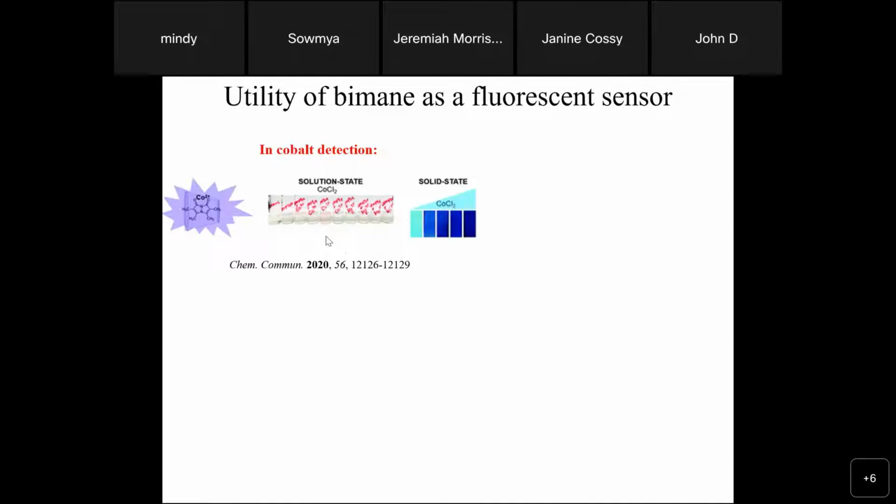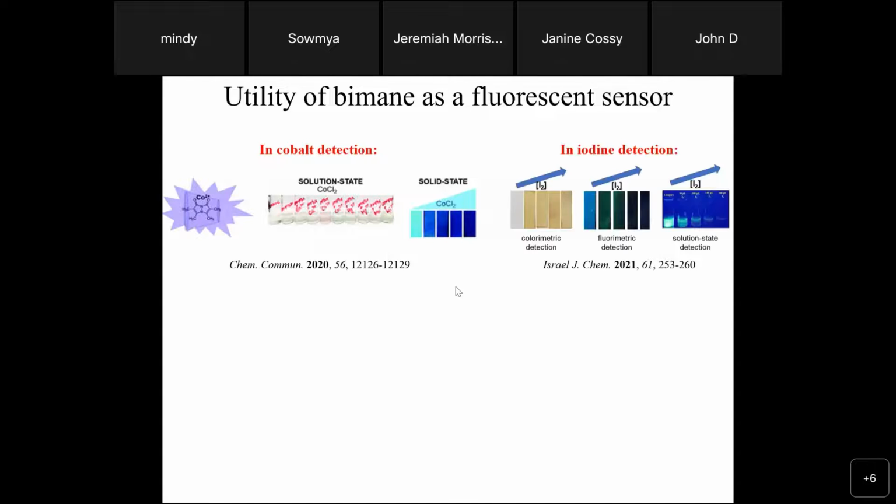and this results in good selectivity for cobalt, which we can see either as a color change in solution or in the solid state, or a fluorescence change as well. We were also able to develop, analogously, an iodine detection system, in this case using a different bimane scaffold in combination with cyclodextrin, which results in both colorimetric and fluorescence-based detection for that iodine.